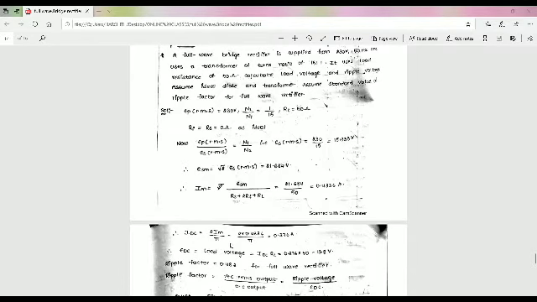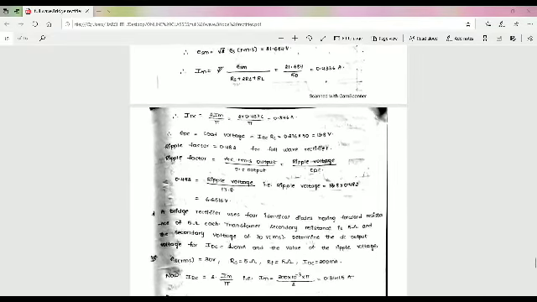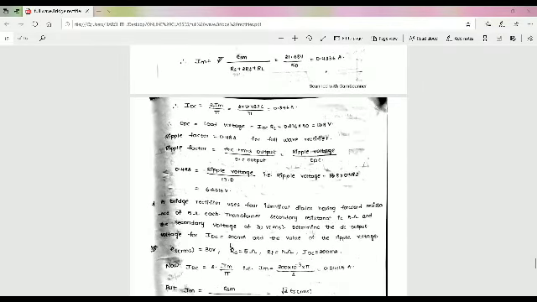ERMS equal to 230 by 15, that is 15.333. ESM equal to root 2 ES, that is ER RMS, equal to 21.684. And next calculate the IM. IM equal to ESM by RS plus 2RF plus RL. So that is equal to 0.04336. So IDC equal to already known formula 2IM by pi.